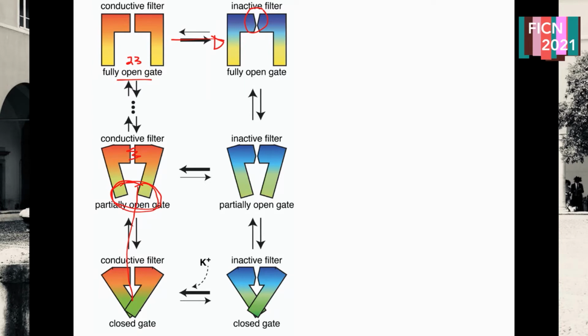You probably have many, many partially open states where this gate is flickering, in different states of partial openness, that keeps the channel conductive for a while. And so we think that when you do single channel or population measurement, what you see is mostly this thing. That is the state that would be conductive. And this fully open conductive filter is a very low probability, short lifetime.